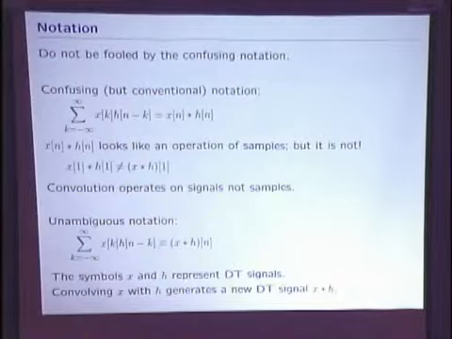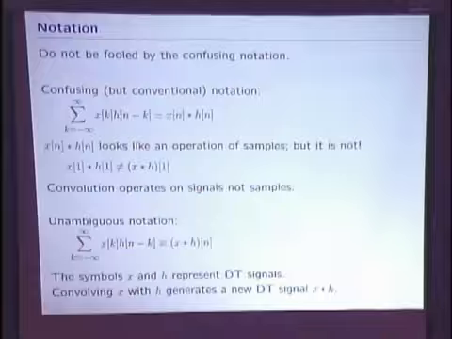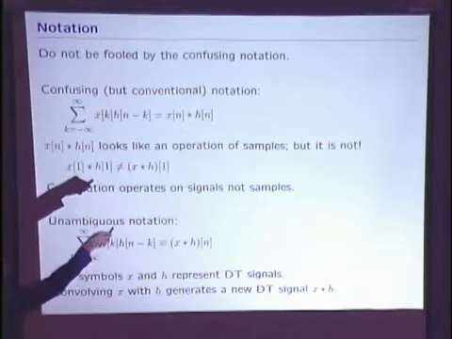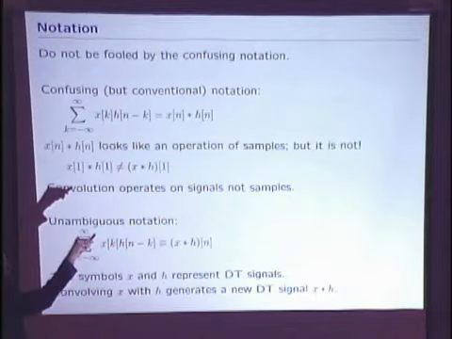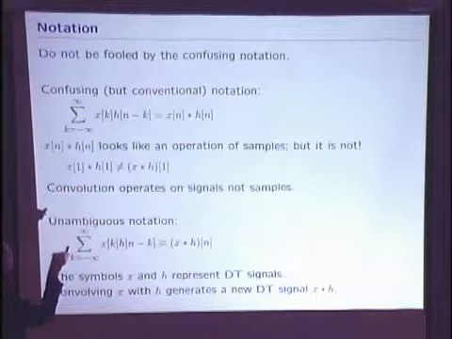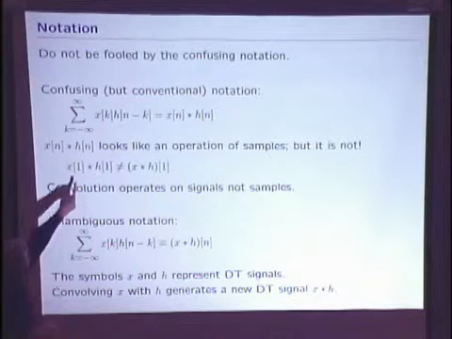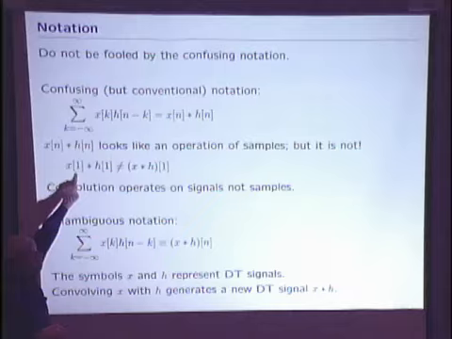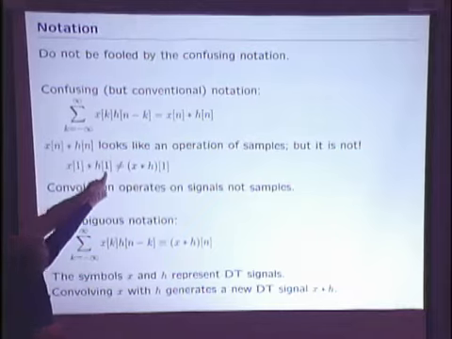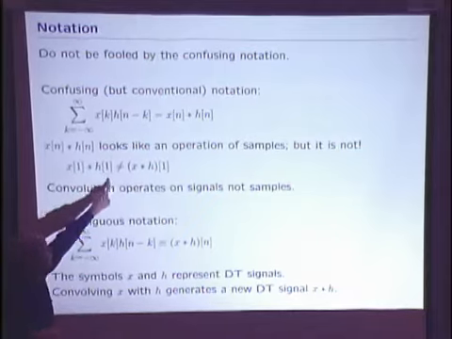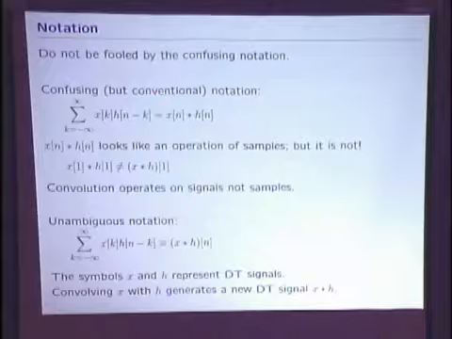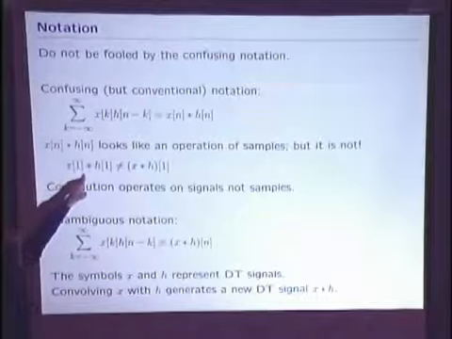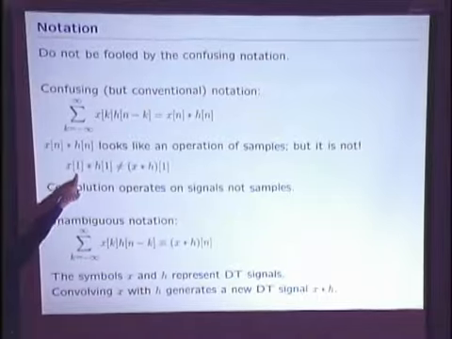Had I said multiply, if this were a multiply operator instead of a convolution operator, you would have said, oh, that means the nth sample multiplied by the nth sample is the product of the nth samples. This is not true. This is not generally true.